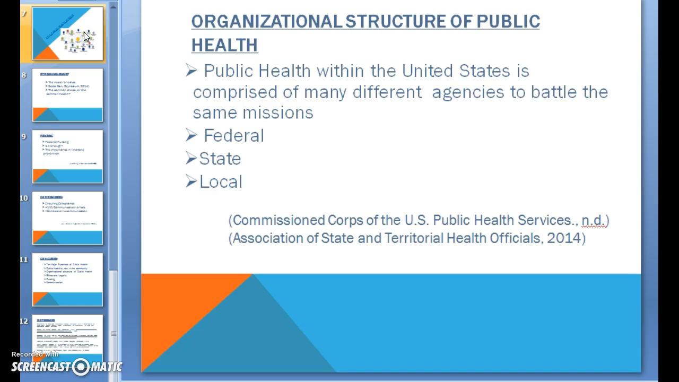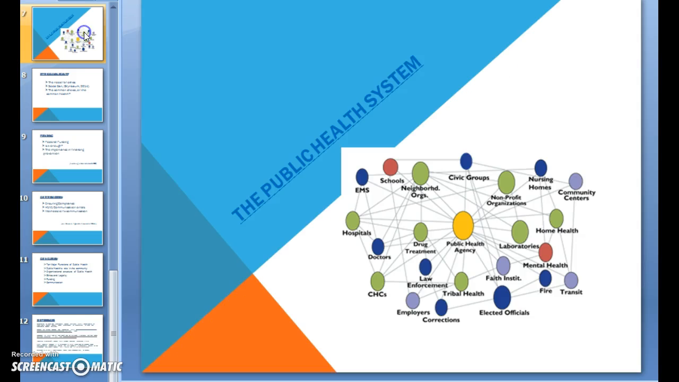Acting under state agencies is a large number of local agencies that have their own missions and visions. The relationships between state and local agencies vary greatly from state to state. Here's a graphic displaying the many entities of public health. As you can see, there are many different agencies with very different missions that all work together to ensure public health.